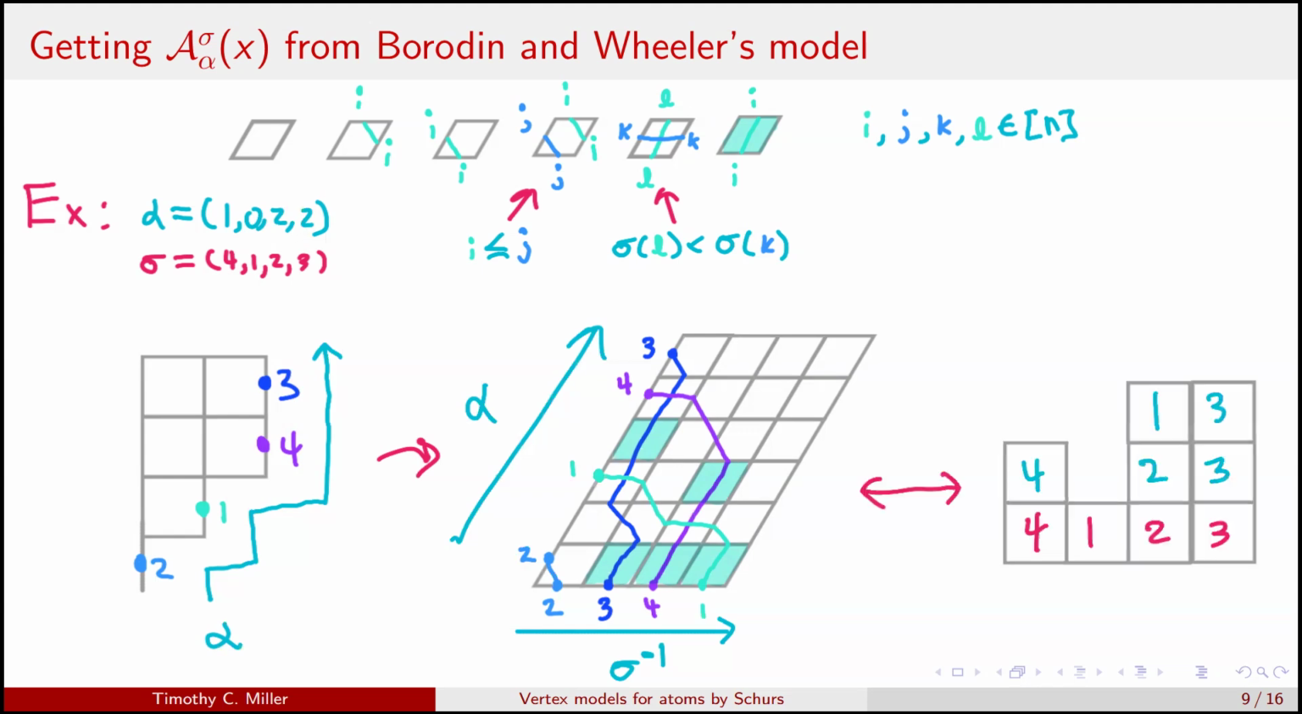And just to put this in bijection with the skyline tableau, what you do is line number 1 tells you how to fill in column number 1. And then line number 2 tells you how to fill in column 2, and 3, and 4. And yeah, that's a bijection.